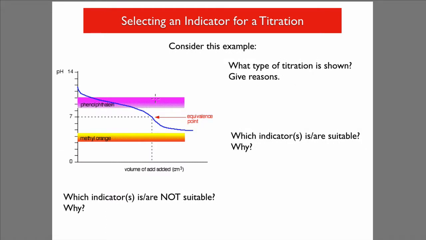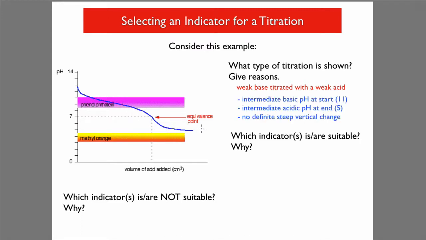Let's consider this example. What type of titration is shown? Give reasons. Well, we can see it's a weak base titrated with a weak acid, because you've got the pH starting at a weak base and leveling off at a weak acid. And there's no definite steep vertical change. Which indicators are suitable for this one and why?